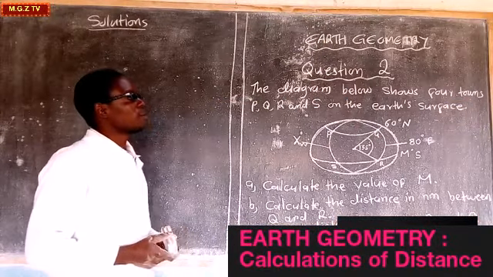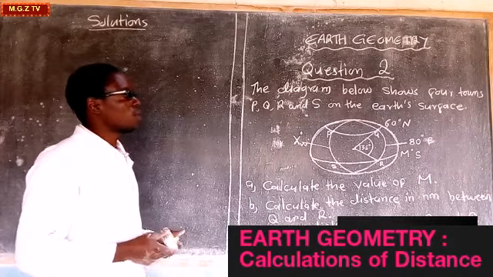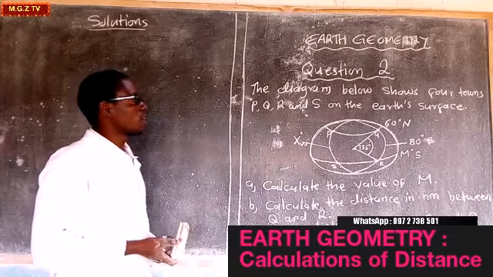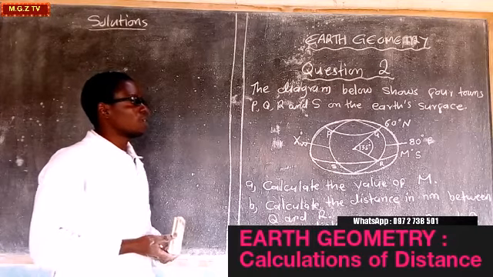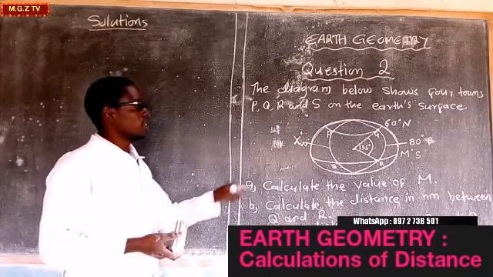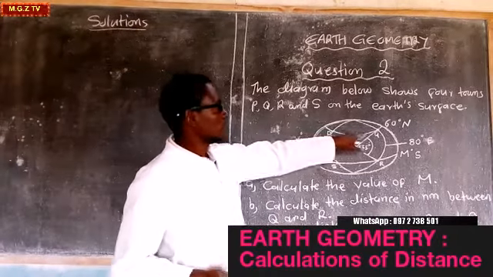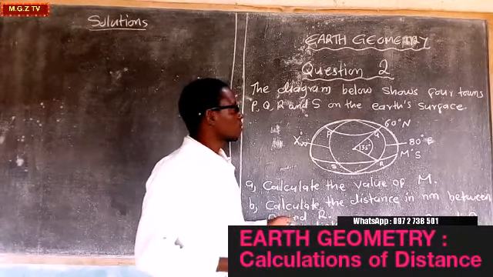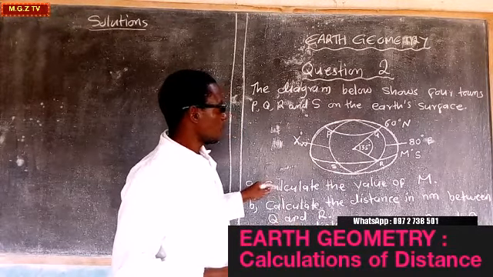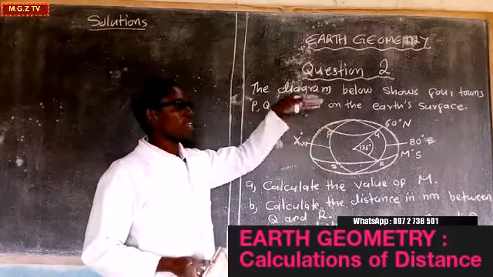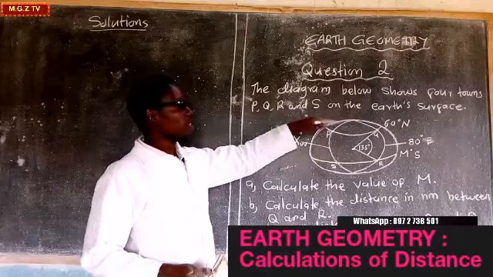The question says the diagram below shows 4 towns, P, Q, R, and S on the Earth's surface. These are the points that are referred to as towns. Now, before we answer the questions, we need to study the diagram and understand its content.